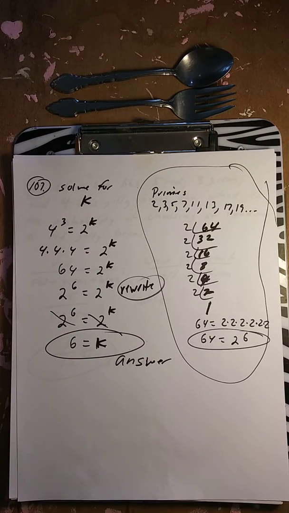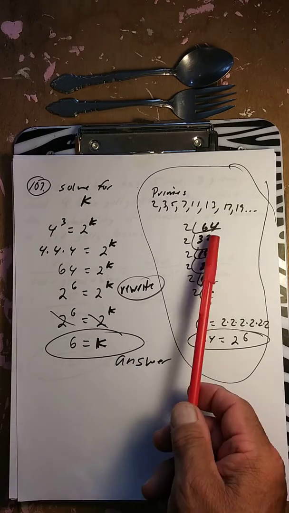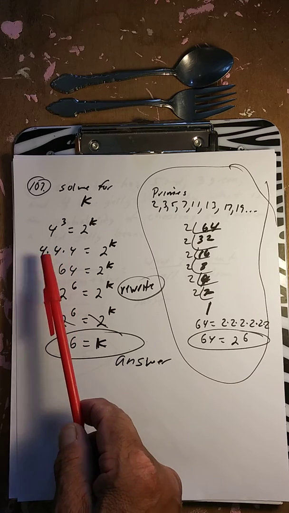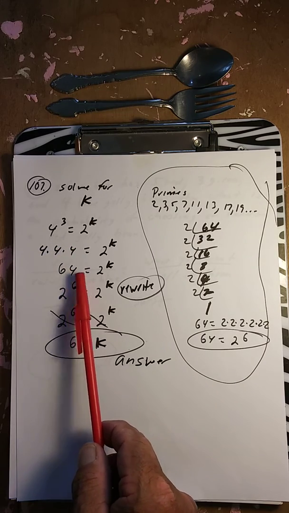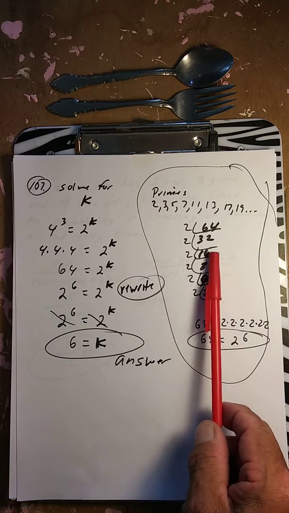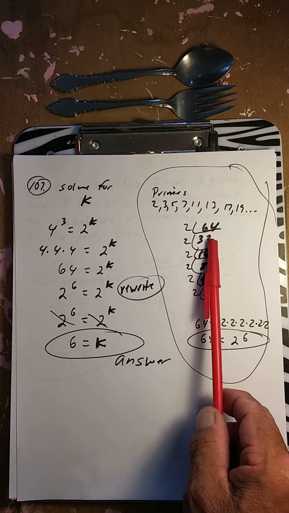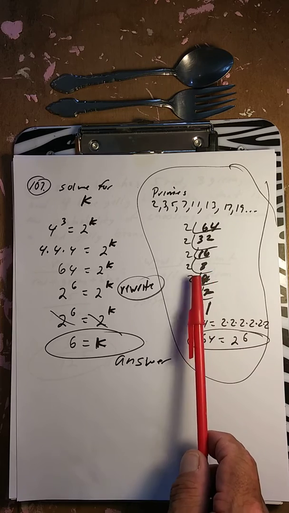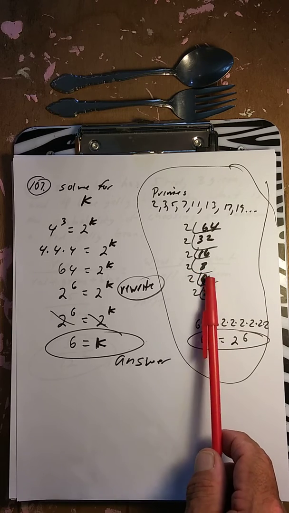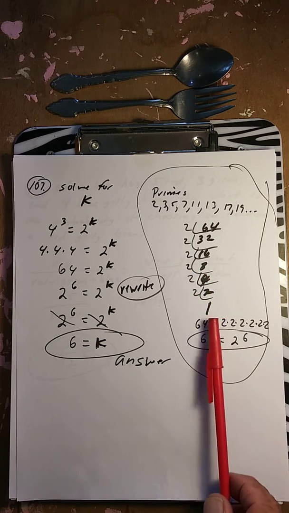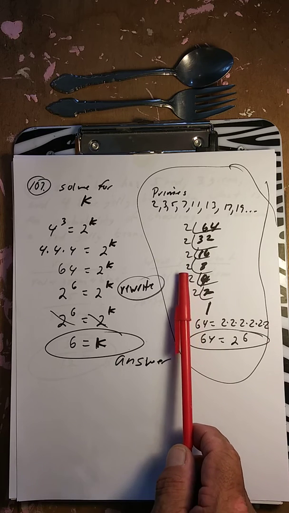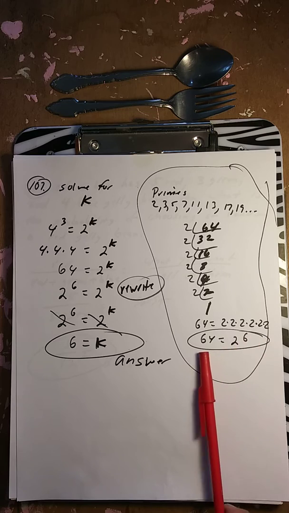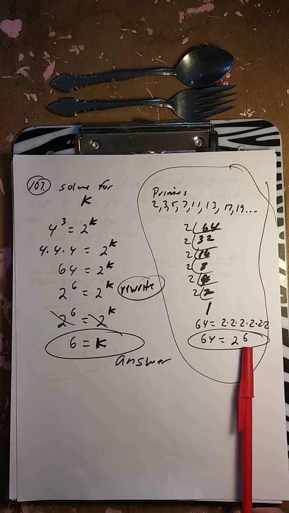Solve for k. Again, let's look at the prime numbers. There they are. Let's do this first. 4 cubed means 4 times 4 times 4. 4 times 4 is 16 times 4 is 64. Now 64, I'm going to use the prime numbers. 2 divides 64, 32. 2 divides 32, 16. 2 divides 16, 8. 2 divides 8, 4. 2 divides 4, 2. And 2 divides 2 one time. So this is going to be 1, 2, 3, 4, 5, 6. So 64 is 6 of these, or 64 is 2 to the power of 6.